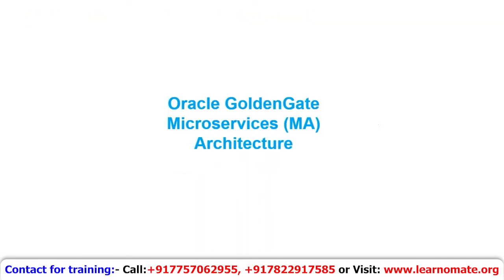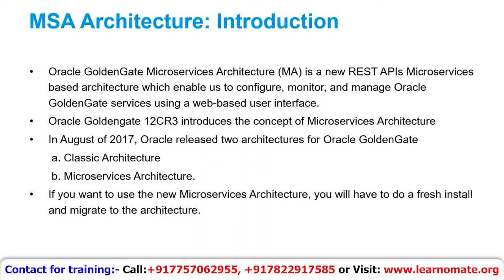Okay. So let us now discuss Oracle GoldenGate microservices architecture as well, because the features which we are discussing are microservices architecture as well. So Oracle GoldenGate microservices, as I told, was introduced in 12c R3. It's a new REST API microservices based architecture which enables us to configure, monitor, and manage Oracle GoldenGate services using a web-based user interface.